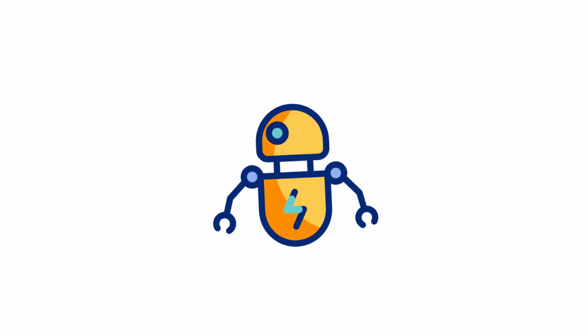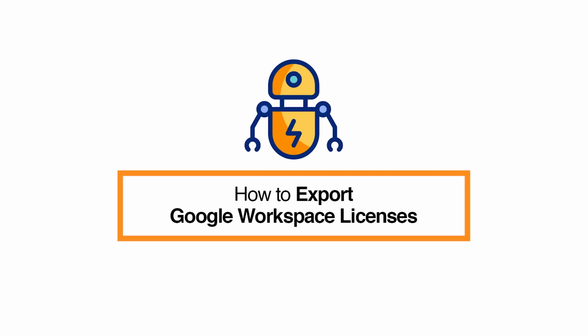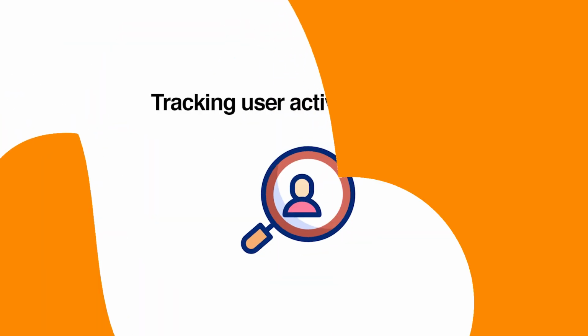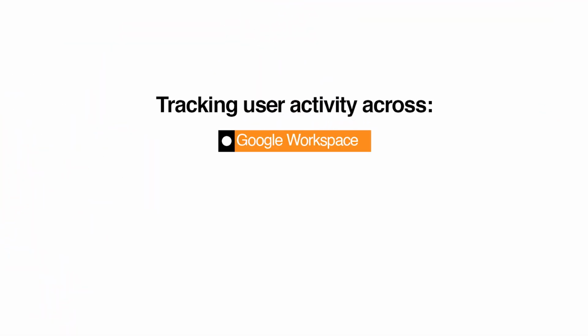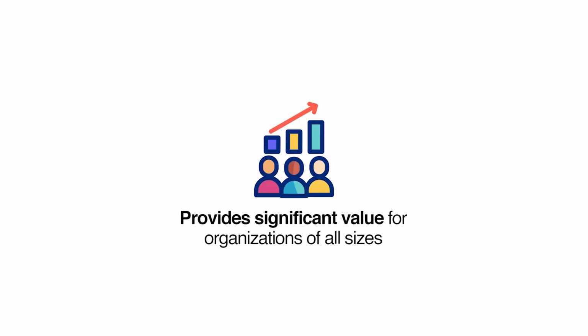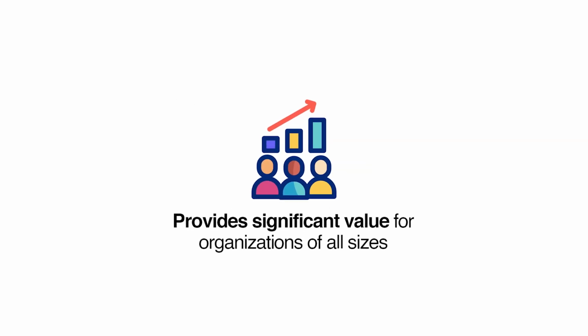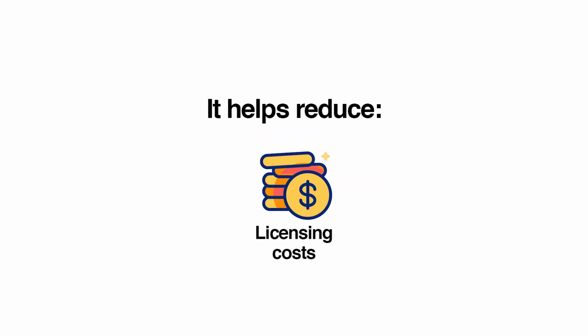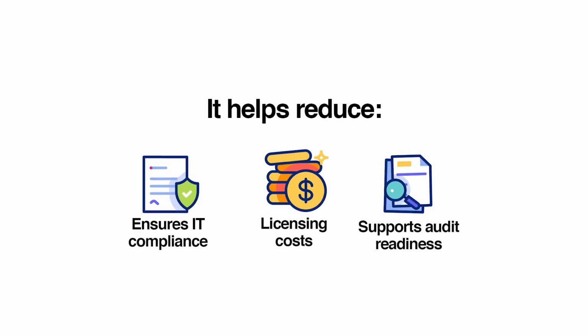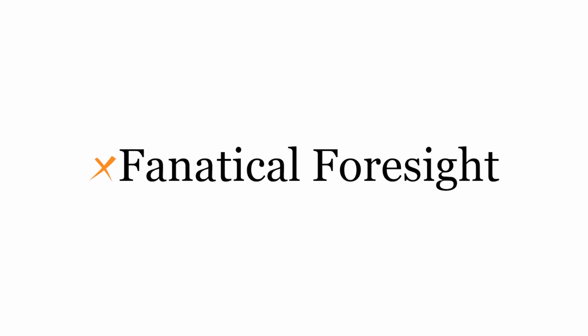Hi there, in this video, you will learn about how to export Google Workspace licenses with xFanatical Foresight. Tracking user activity across Google Workspace, archiving, Google Voice, and Gemini licenses provides significant value for organizations of all sizes. It helps reduce licensing costs, ensures IT compliance, and supports audit readiness. That's where xFanatical Foresight comes in.